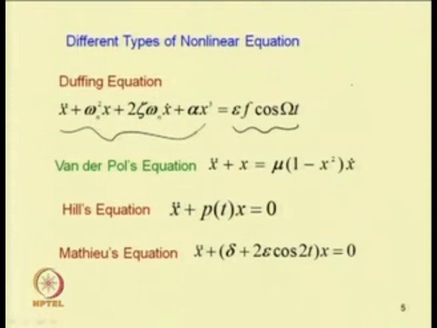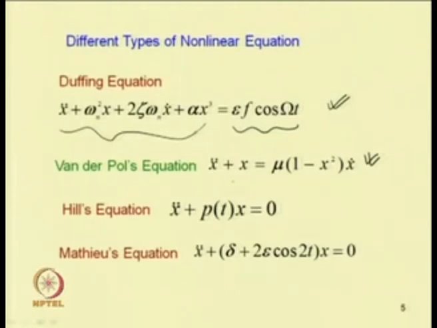In most of the cases we reduce the second order differential equation to a set of first order differential equations, and we obtain the steady state response by eliminating the terms which do not depend on time. So, we have studied the Duffing equation. Then we also know the van der Pol equation, which is of this type: x double dot plus x equal to mu into 1 minus x square into x dot.